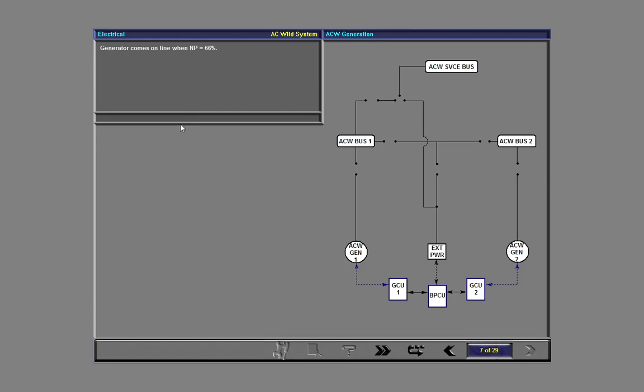The generator comes online when NP reaches 66%. What does NP represent?